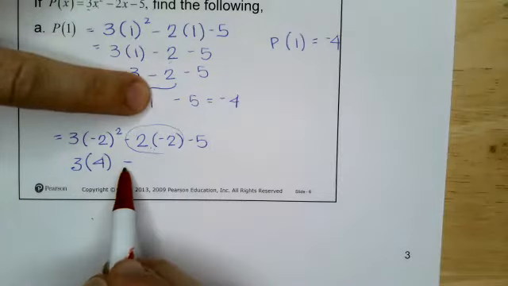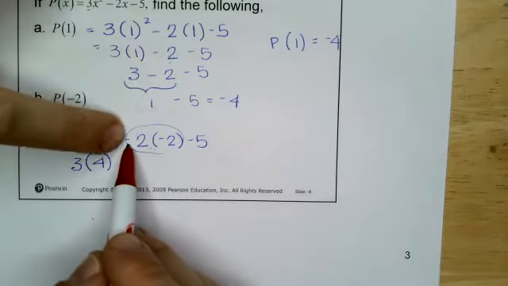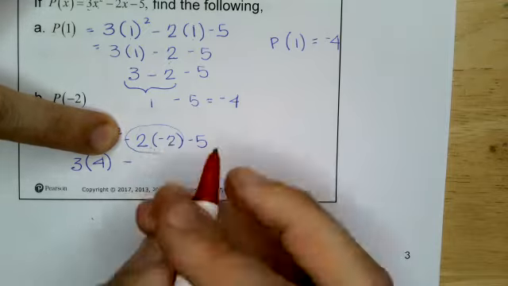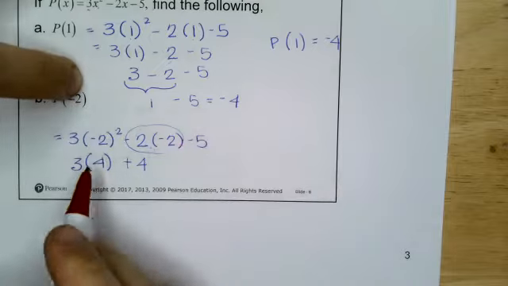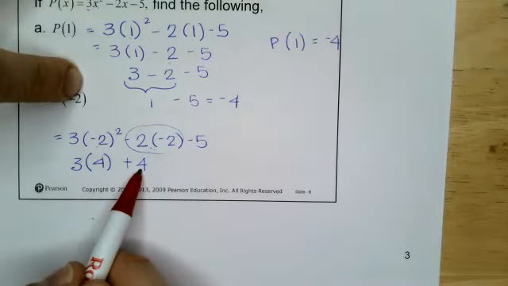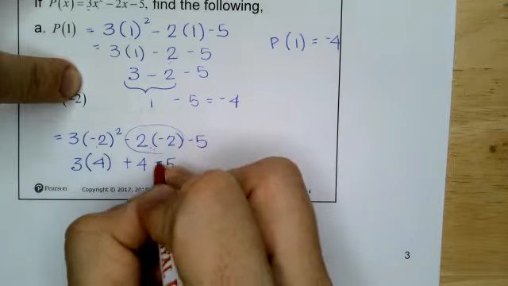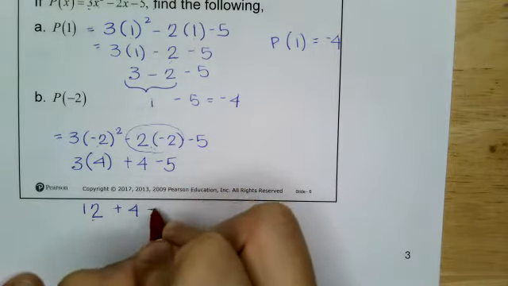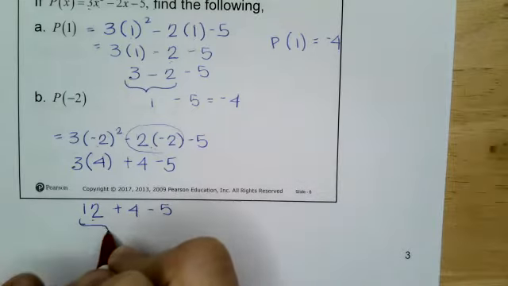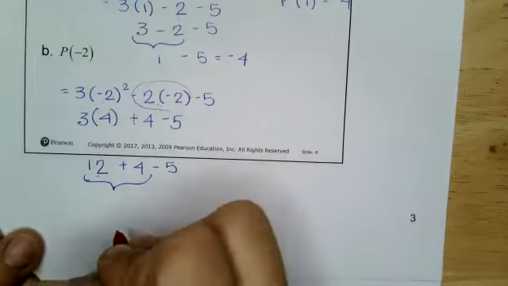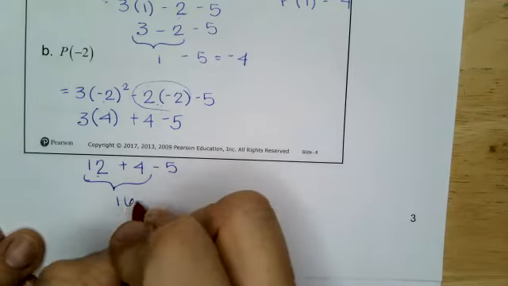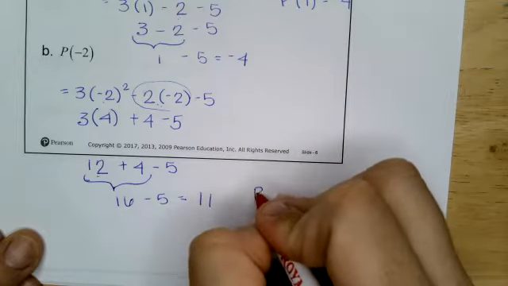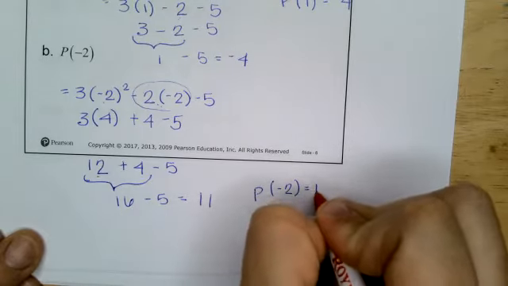Good. But I like to just look at this as a sign. So this is a negative sign for that initial 2. That negative 2 times that negative 2 is going to become a positive 4, because a negative times a negative, just like it was here, becomes a positive. And then bring down that 5. It's a negative 5. 3 times 4 is 12, I think. Plus 4 minus 5. Again, just go one step at a time or put it all into your calculator. 12 plus 4 is 16. Minus 5. 16 minus 5 is 11. So p of negative 2 is 11.